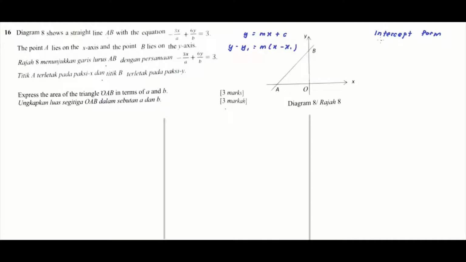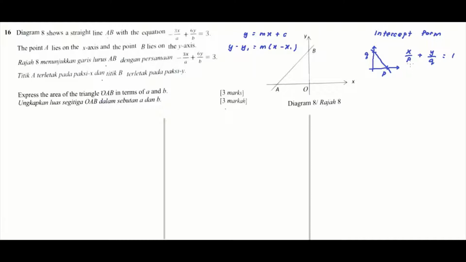Then there is another form which is called the intercept form. This form is very useful if you are given a graph where you already know the intercepts, the x-intercept and y-intercept. For example, if I put the x-intercept at P and the y-intercept at Q, then for this kind of line, the intercept form will be x over p plus y over q equals to 1.